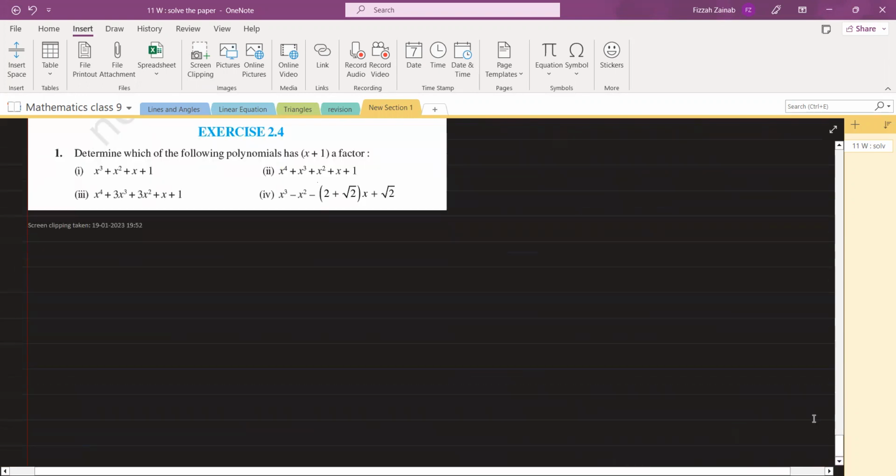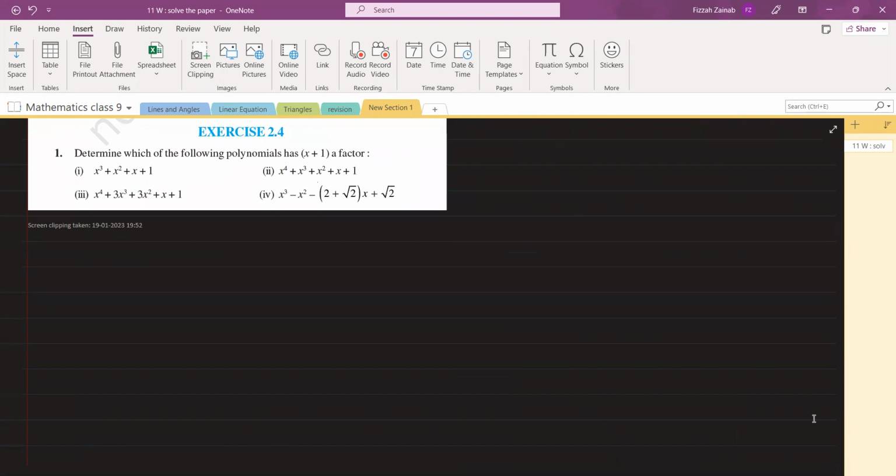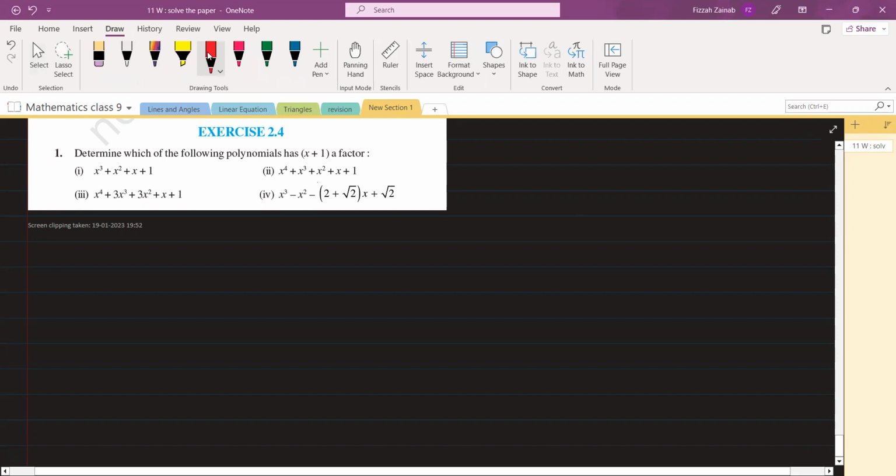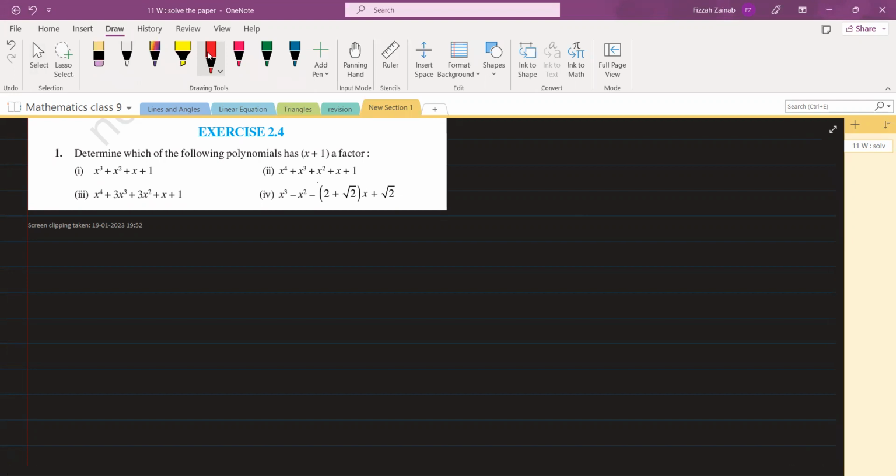Zeba, how can I say that x plus 1 is a factor of this polynomial? Obviously, it should give my remainder 0, isn't it, Zeba? See, obviously, if I want to see that x plus 1 is a factor of this polynomial, what will I see? I'll see whether my remainder is coming 0 or not. That's the only thing I'll check. Is that clear? So the step is to check whether the remainder is 0 or not.